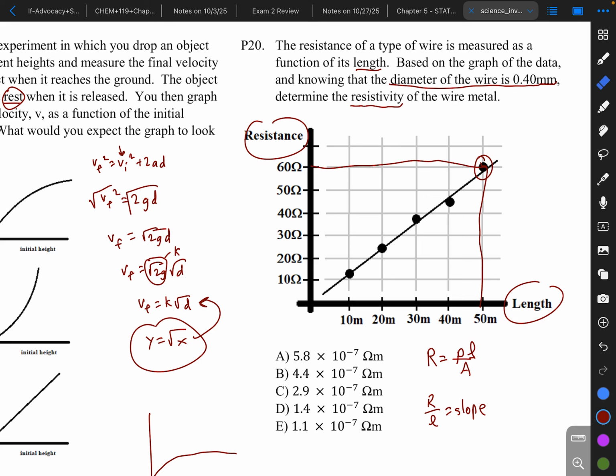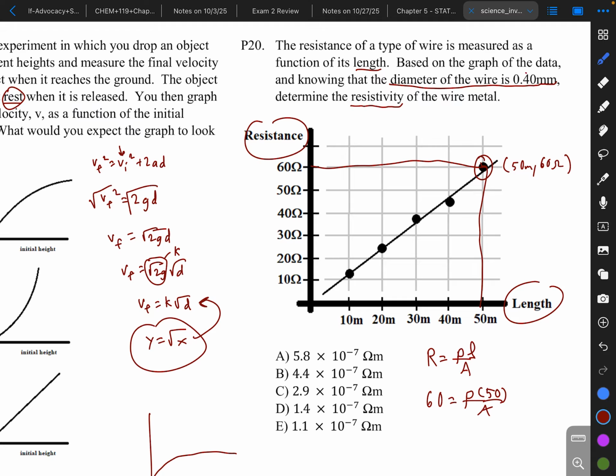If that's not the case, I would recommend finding the slope, because I think that the exam tries to make the slope a little bit closer to the answer. So find a point if you are 100% confident of the values. If not, just take the slope of the line. In this case, I'll just use the point. So we know 50 meters leads to 60 ohms. So just plugging those values, 60 equals resistivity times 50 over area.